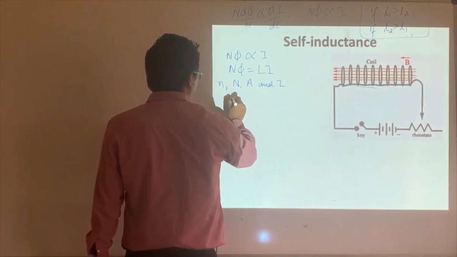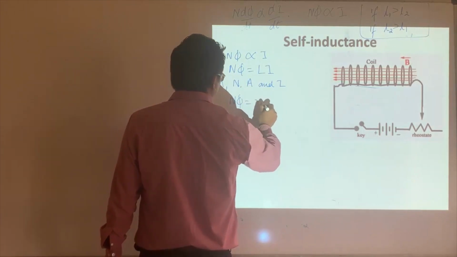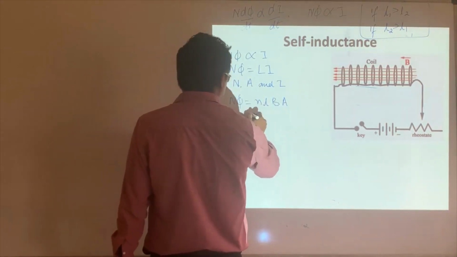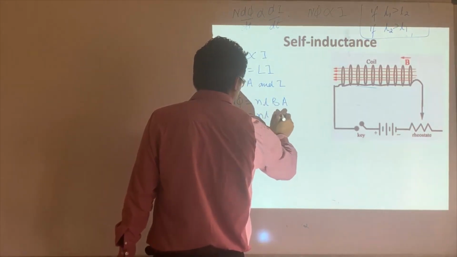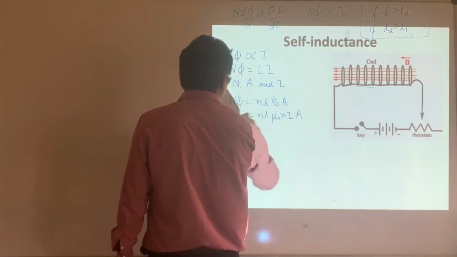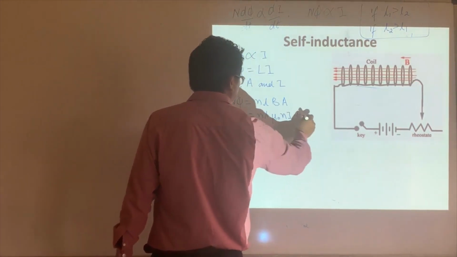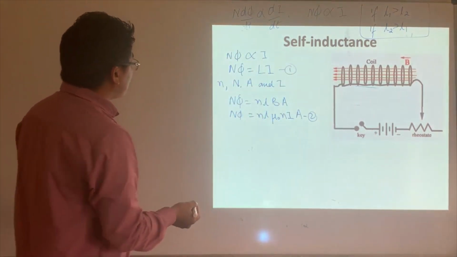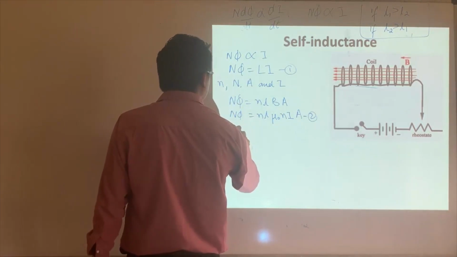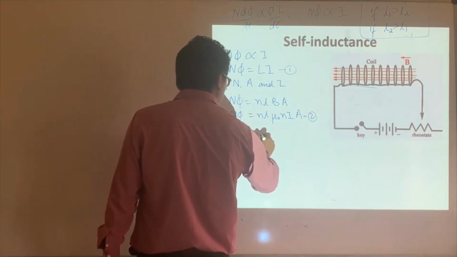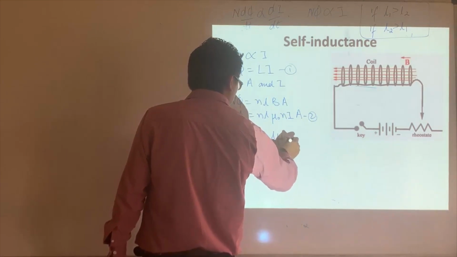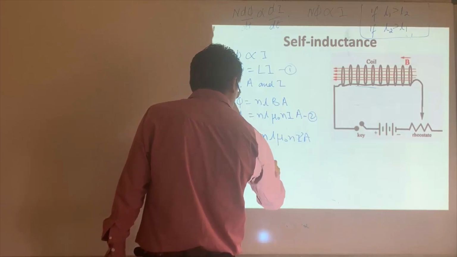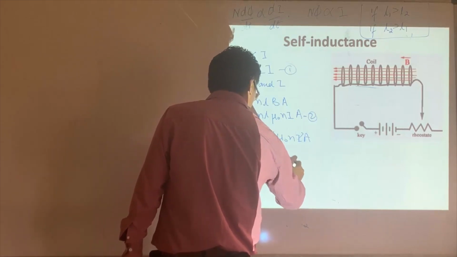So therefore this is equal to N L B A. What is going to be B? B is going to be mu naught n I. So this is what I have. This is equation number 2, and this is equation number 1. When I compare these two equations, we get L I is equal to N L mu naught n I A. I cancel out I, and L is equal to mu naught N square A L.